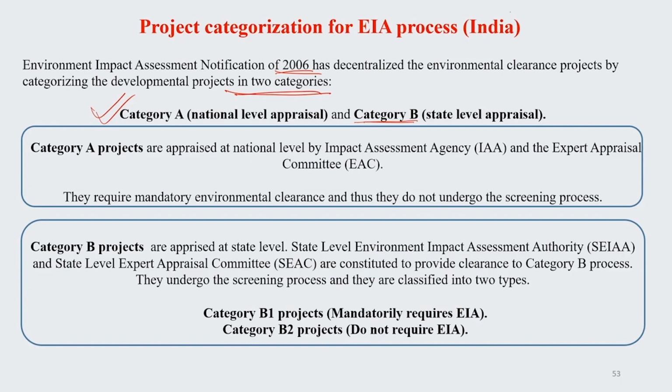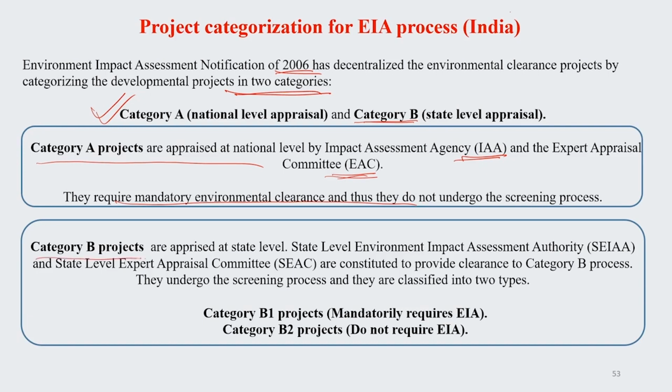Now, the first category, that is category A projects, are generally appraised at the national level by the Impact Assessment Agency, IAA, and the Expert Appraisal Committee, that is EAC. All right. So, for category A, the national level appraisal will be carried out by two agencies. One is the Impact Assessment Agency, that is IAA, and the second is the Expert Appraisal Committee, that is EAC. Both of these institutions require mandatory environmental clearance, and thus they do not undergo the screening process.